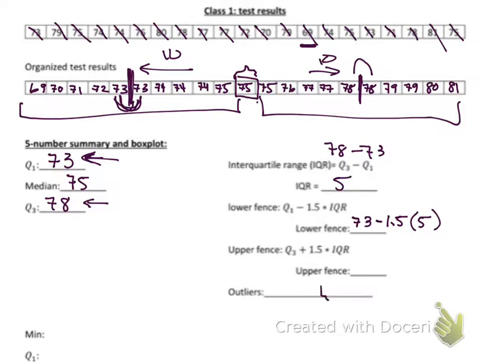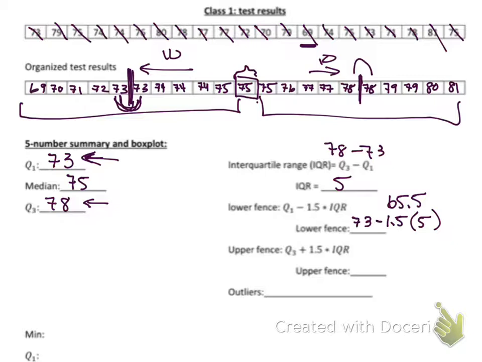I don't know why it's not writing. 65.5. There we go. Now I know why I wasn't writing. Anything lower than 65.5 would be an outlier. There is nothing lower. Our lowest is 69, so no lower outliers.